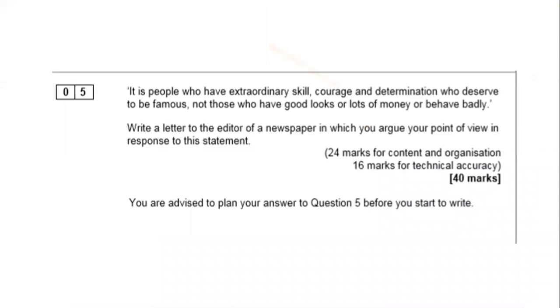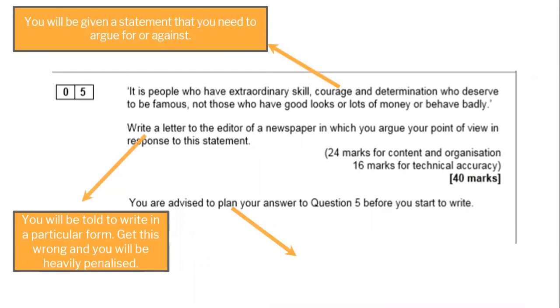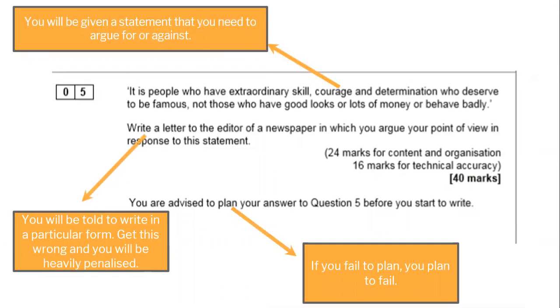So question 5, you will be asked to write based on a statement. So you'll be given a statement that you'll need to argue for or against. This is a persuasive writing task. You'll be told to write in a particular form. Get this wrong and you'll be heavily penalised. If you fail to plan, you plan to fail. So it's really, really obvious who's done a plan. It means your writing is more coherent. It means that it flows better and you're spending less time editing because you have a plan of where you should be writing and what you should be writing.